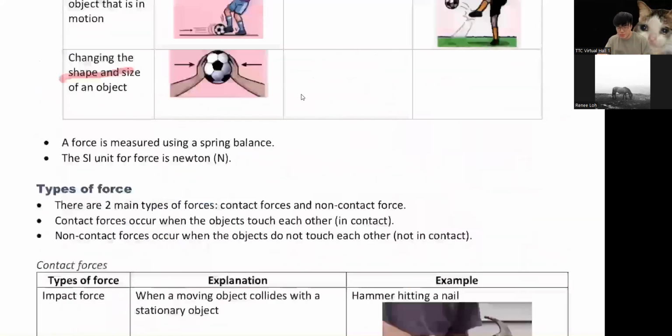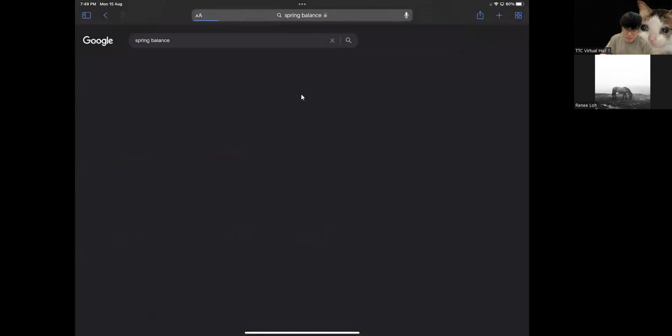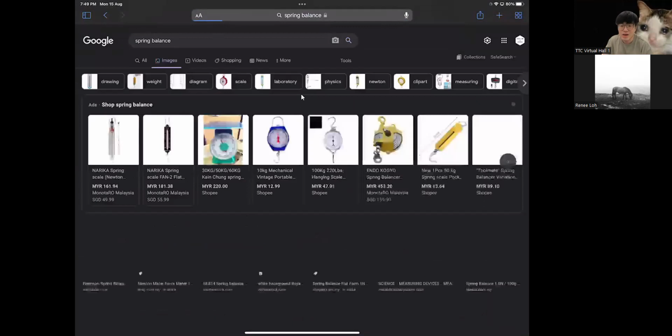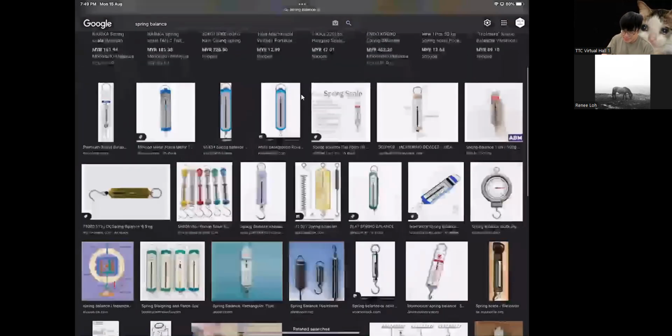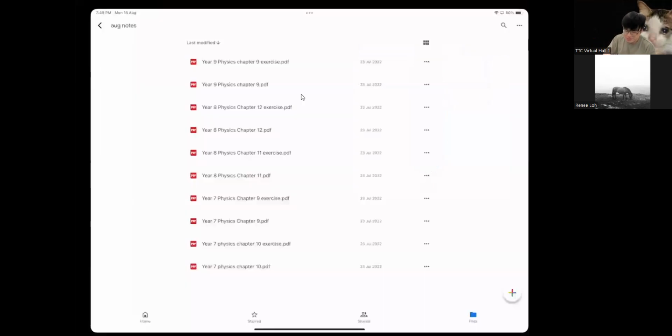Okay, let me show you what's a spring balance. I think in primary school you have already used this before. Okay, your spring balance. This is the thing. 叫做弹簧秤。This thing. This is a spring balance. So when you pull something, then you can use your spring balance to find out what is the force.